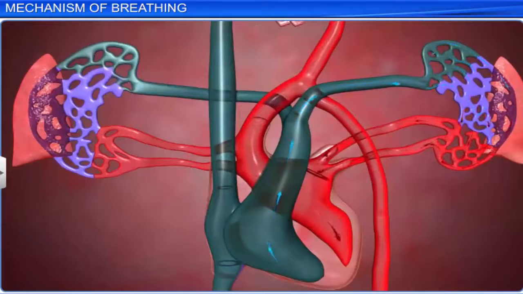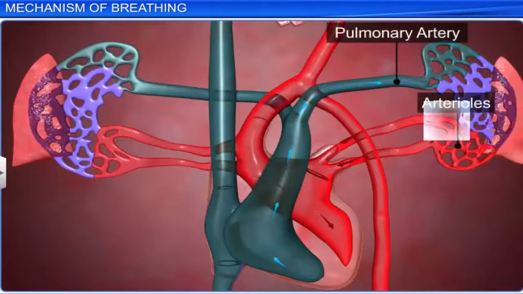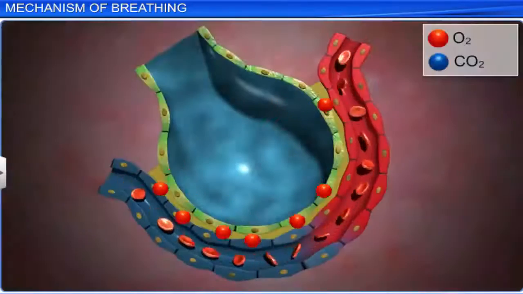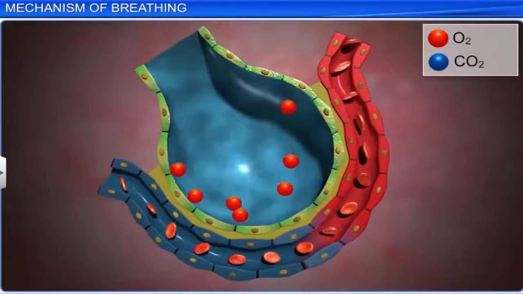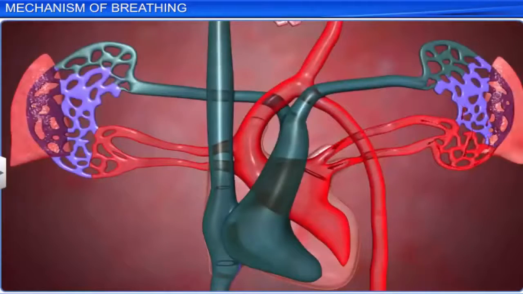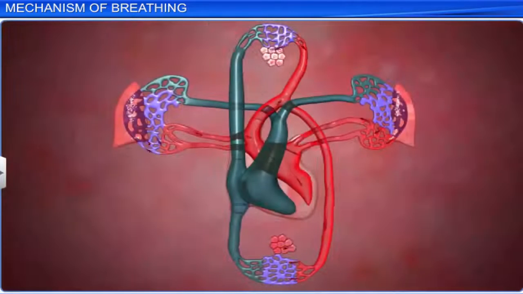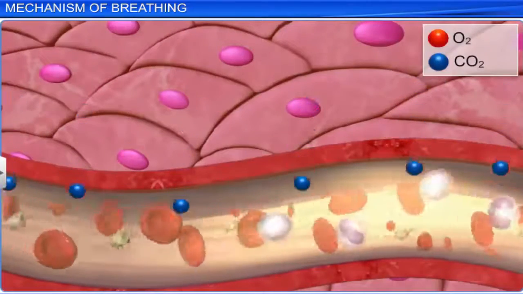Blood from heart enters the lungs through the pulmonary artery, arterioles, and alveolar capillaries. In lungs, oxygen and carbon dioxide are exchanged between blood and the air. This blood then flows out of the alveolar capillaries through venules and back to the heart via the pulmonary veins. Heart pumps this oxygen-rich blood to different tissues. Hemoglobin in the blood transports the oxygen.